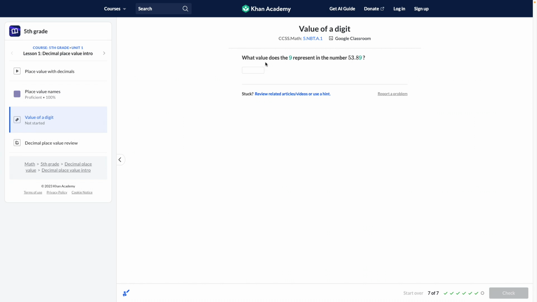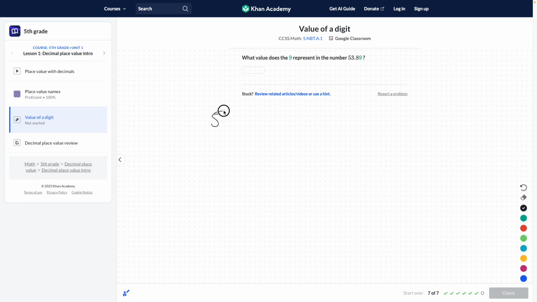Yes. So what value does the 9 represent in the number 53.89? So we've got 50 plus 3, decimal 89. So we only care about the 9. So let's just scrub this stuff, right? Because we care what's after the decimal.